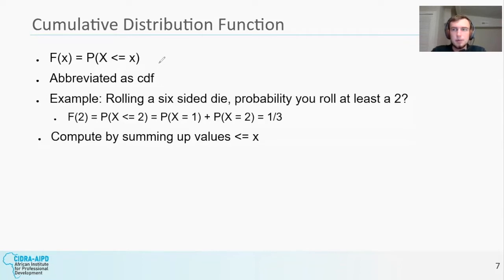As an example, if we roll a 6-sided die, what's the probability that we roll at least a 2? The possible outcomes are 1, 2, 3, 4, 5, and 6.